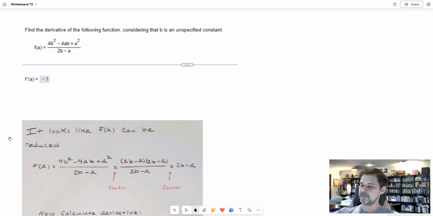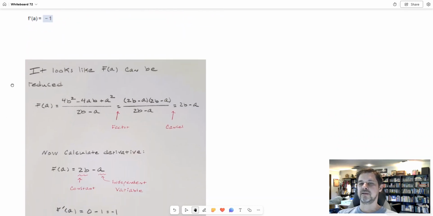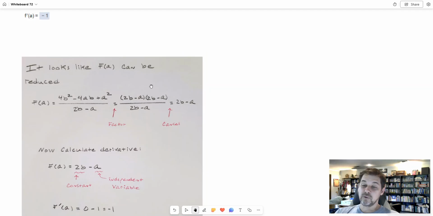Maybe I don't know exactly where I saw something like that, but it makes me think that I can factor it. So if I start trying to factor it, it wouldn't take me too long to figure out that this factors as 2b minus a times 2b minus a. And sure enough, if I check that, multiply this with FOIL multiplication, I'll get 4b squared minus 4ab plus a squared. Okay? So I can factor it, and then I notice that this denominator shows up as one of the factors on top. So I can cancel, and what seemed like a complicated function just reduces to 2b minus a.